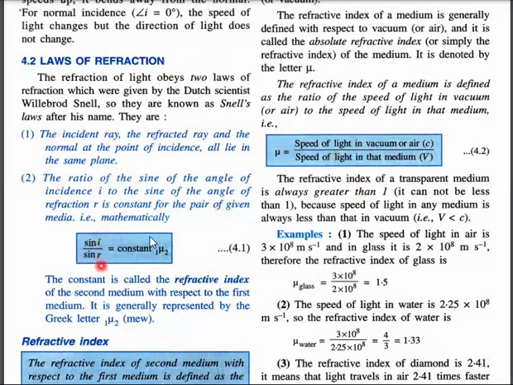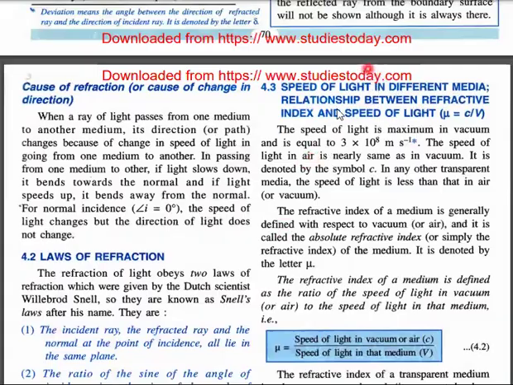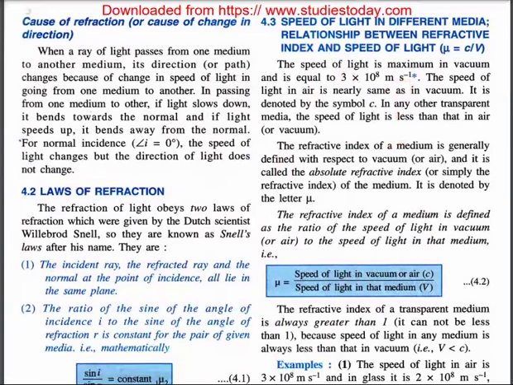Now, if you go on the right hand side, you'll get to see the speed of light, which is important. Speed of light is 3 into 10 to the power 8 meters per second. Then, remember this formula. Speed of light in vacuum or air, that is c, divided by speed of light in that medium, that is v. So they can ask it. The refractive index of a transparent medium is always greater than 1. Okay.